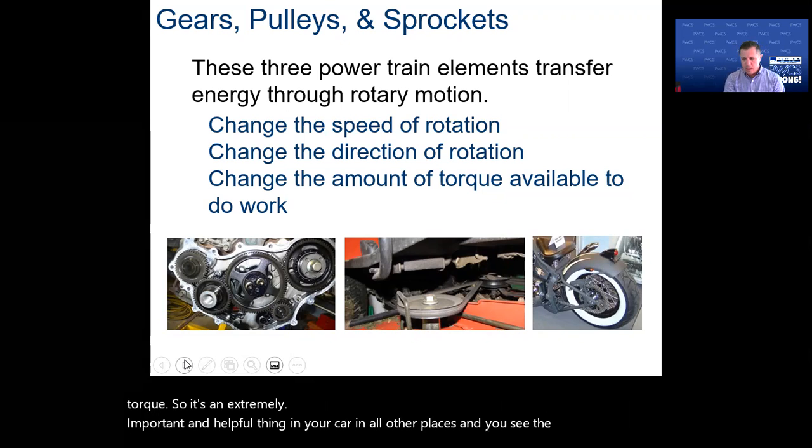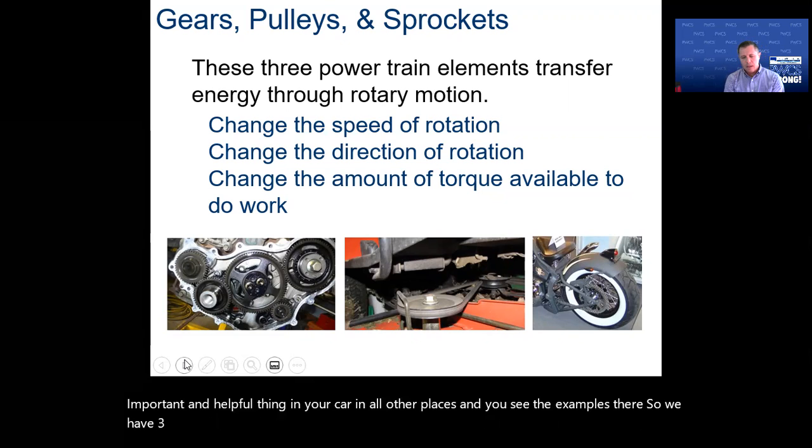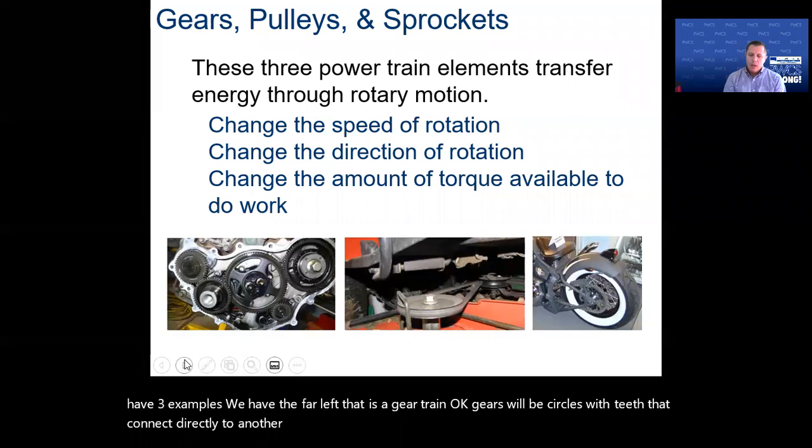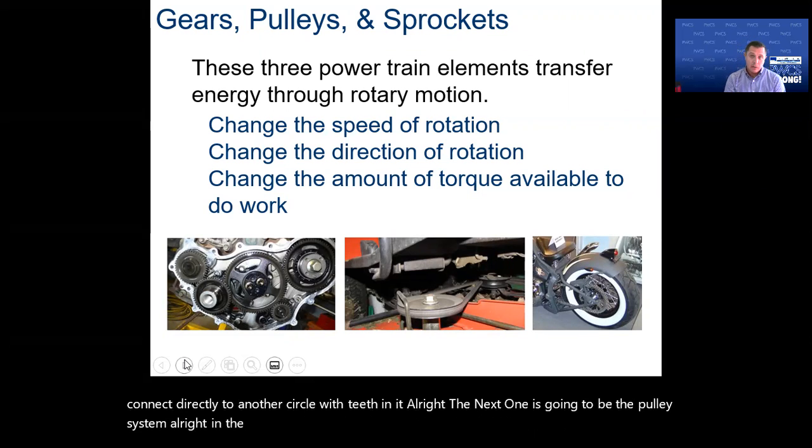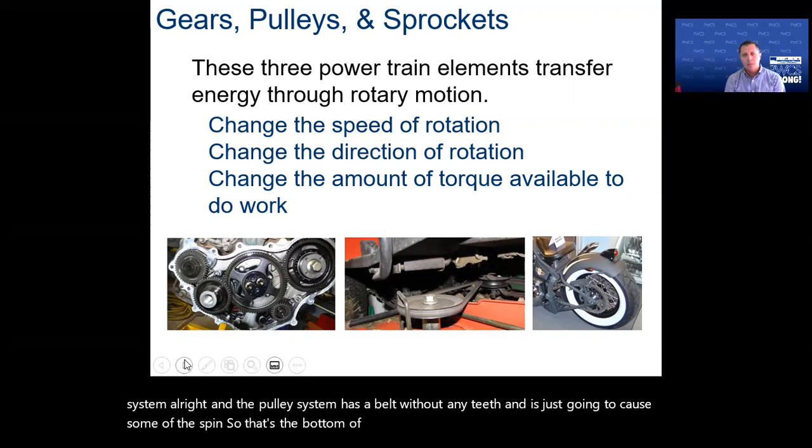So we have three examples. The far left is a gear train. Gears will be circles with teeth that connect directly to another circle with teeth. The next one is the pulley system. The pulley system has a belt without any teeth and is just going to cause something to spin. So that's the bottom of a lawnmower.